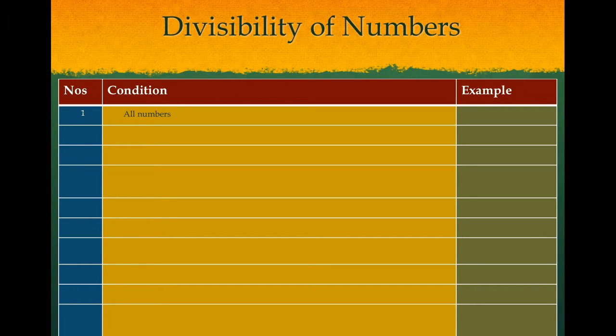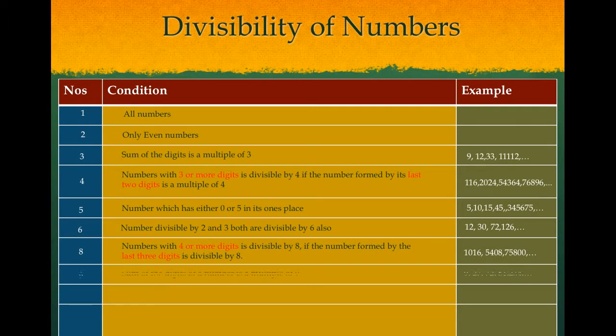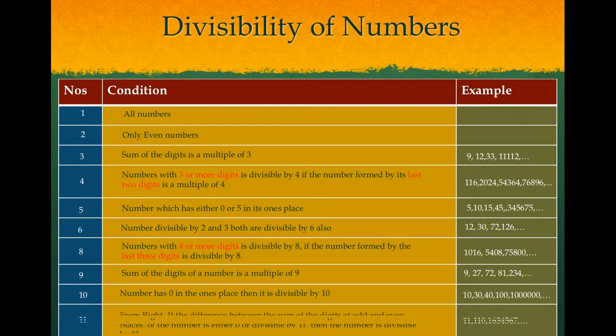For 1, we know that all numbers are divisible by 1. And for 2, only the even numbers are divisible by 2. The numbers which are divisible by 2, we call them even numbers. We say that a number is divisible by 3 if the sum of the digits is a multiple of 3. For example, in this number, 1 plus 1 plus 1 plus 1 is 4, 4 plus 2 is 6. So 6 is a multiple of 3. Therefore, this number is divisible by 3.